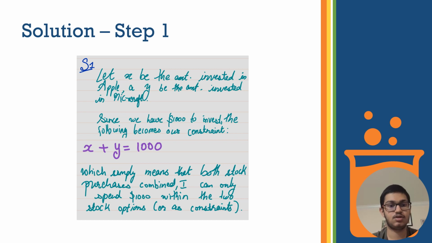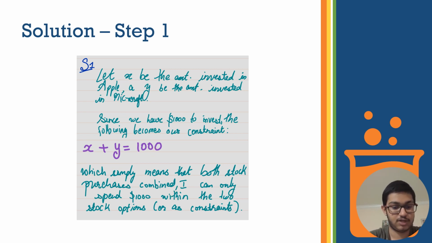Alright, solutions started. Step 1, what are we doing? So we are going to let X be the amount invested in Apple and Y be the amount invested in Microsoft. Since we have $1,000 to invest, the following becomes our constraint: X plus Y equals 1,000. So X is the amount invested in Apple, and Y the amount invested in Microsoft.